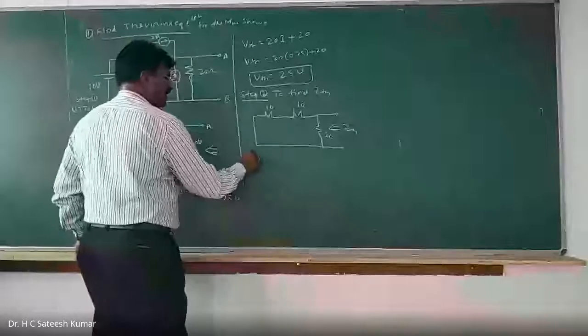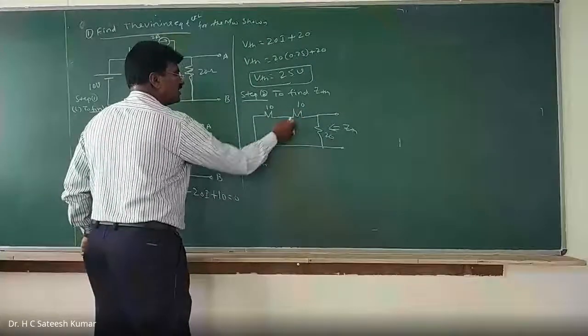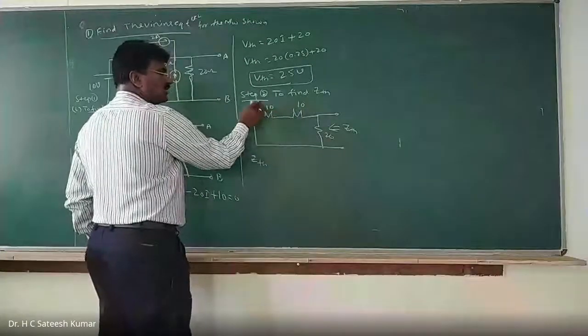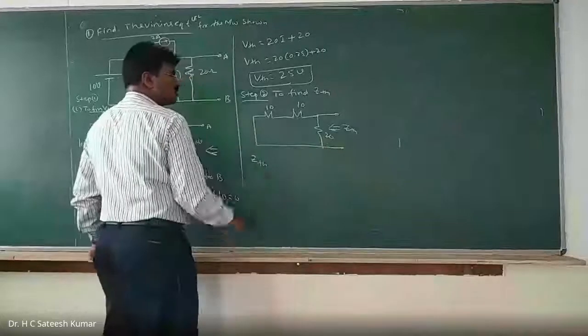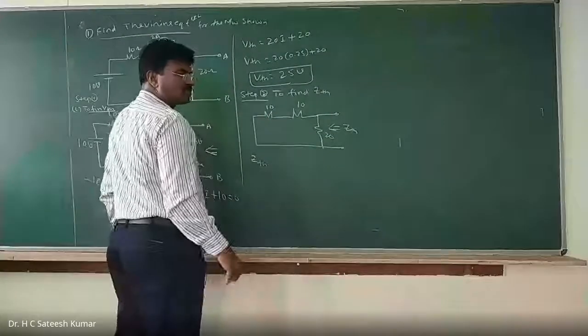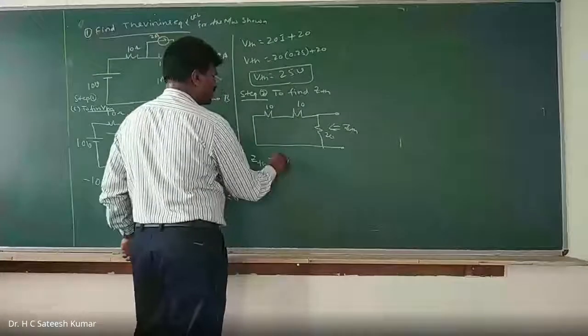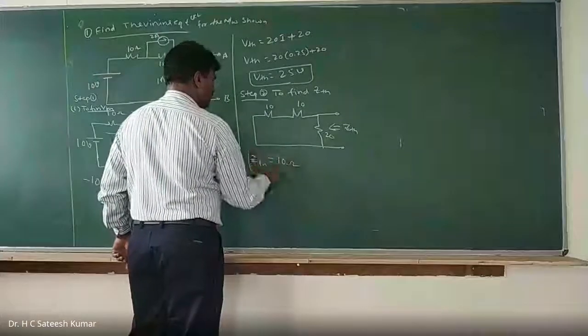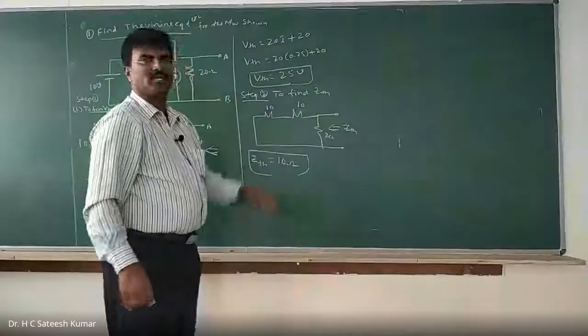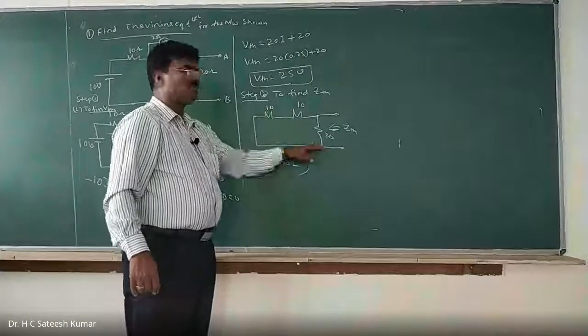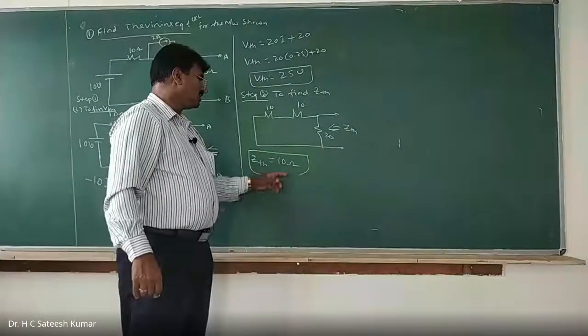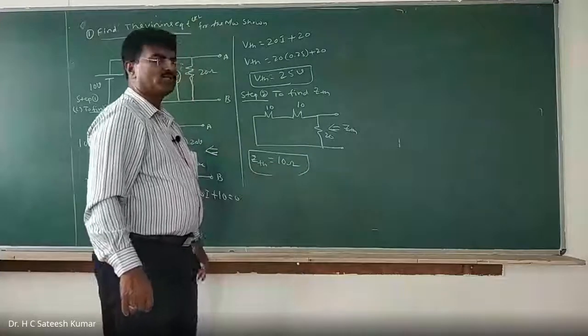Now, ZTH is equal to: these two are in series, 10 plus 10, 20. This 20 is parallel with this 20. Two equal resistances in parallel, the equivalent will be half of it. Therefore, 10 ohms. No need to calculate that. 10 plus 10 is 20, 20 parallel with 20. Two equal resistances are in parallel, so the equivalent will be half of it. Therefore, we get 10.